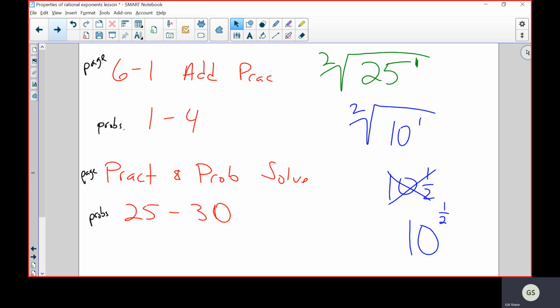Okay, now on the bottom one, you're going to write small. If you are missing the bottom number, it's 2.